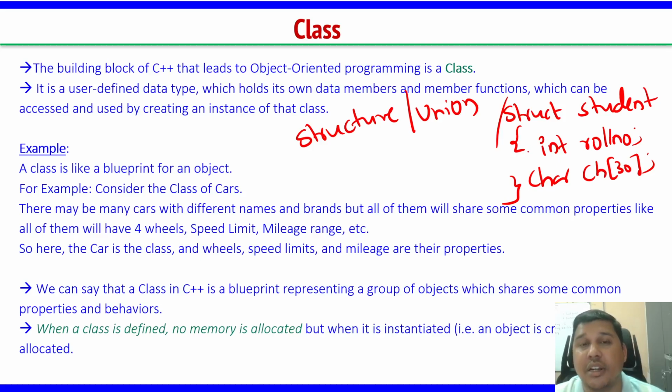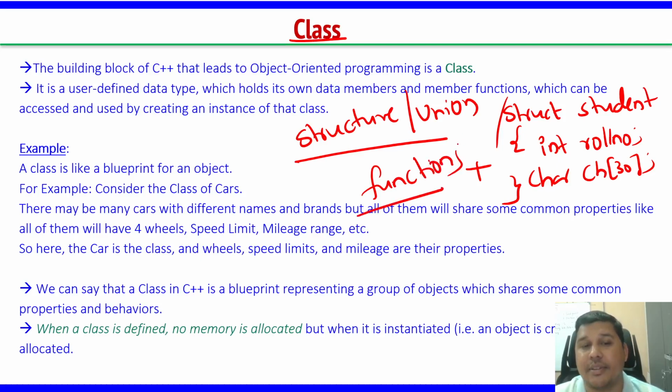Class is a data structure. Class is a collection of elements of different data types and functions which access those data types or variables. Class is nothing but an advanced or extended version of structure or union, where along with the variables we add functions. We add functions in the class.